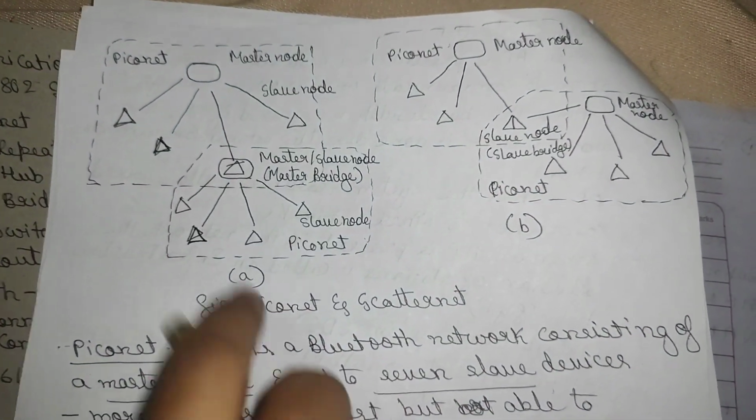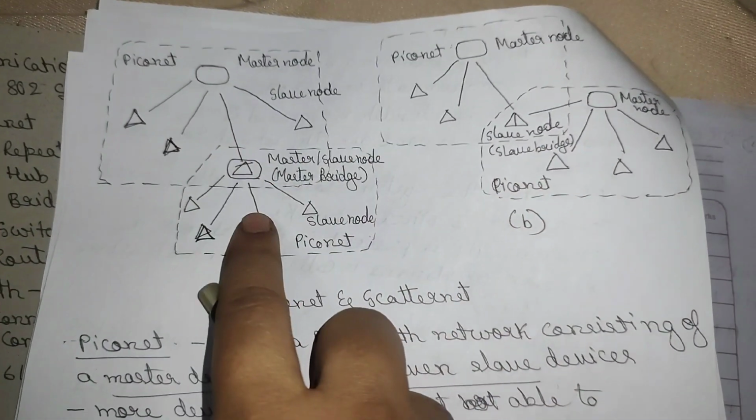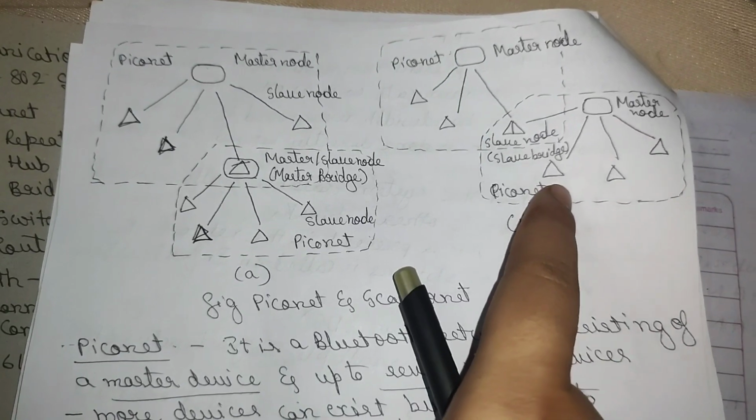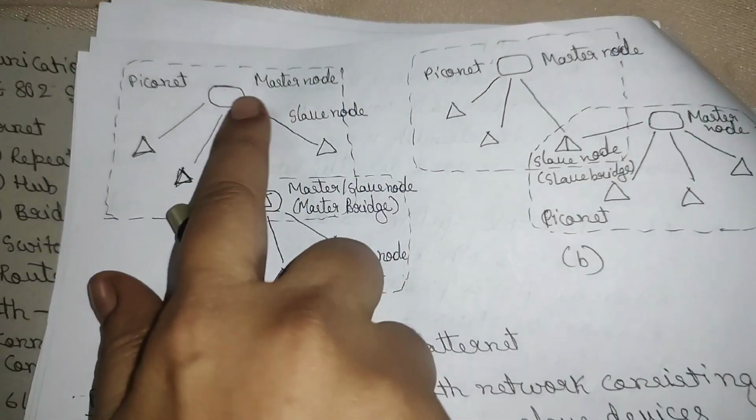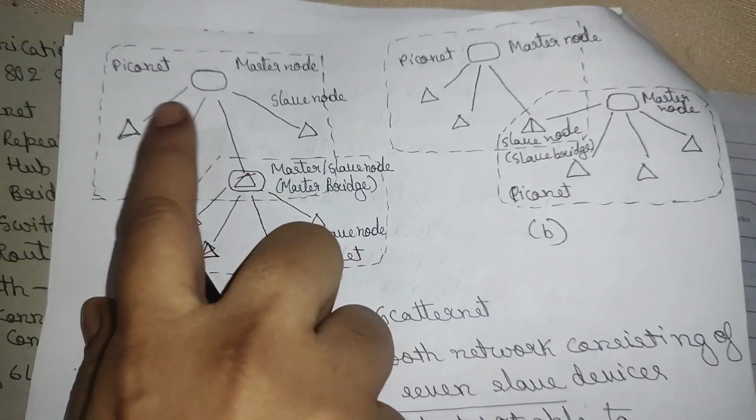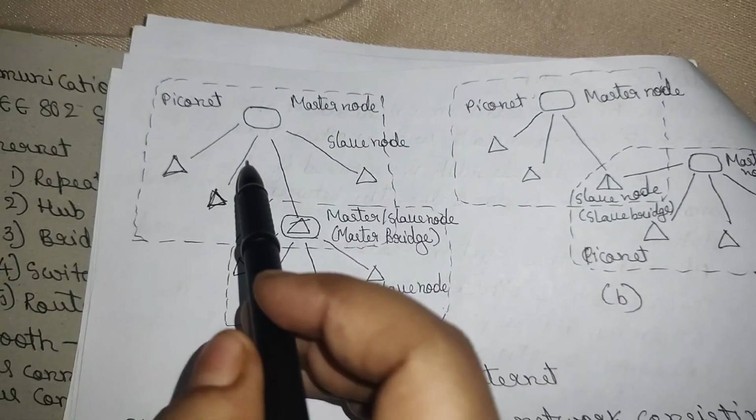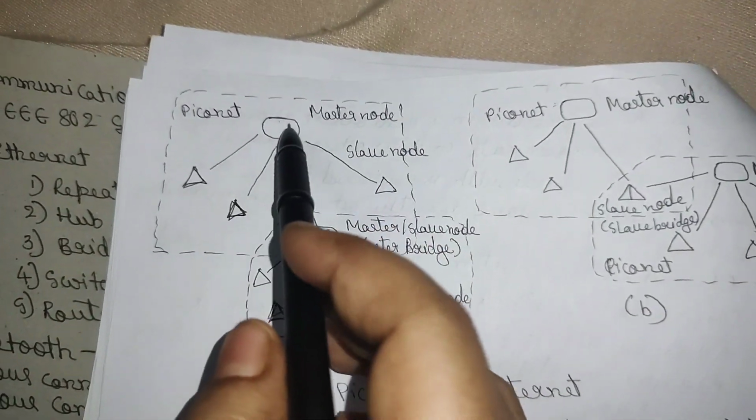You can observe the Piconet, and this is the Scatternet. Here it is a master node and these are the slave nodes.